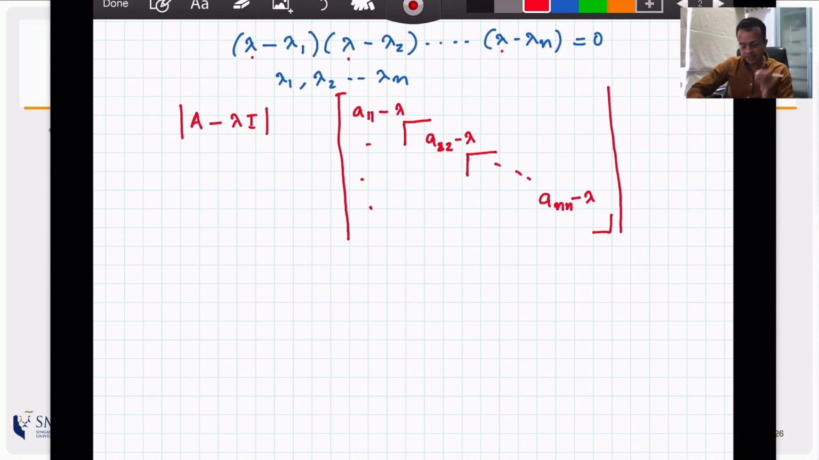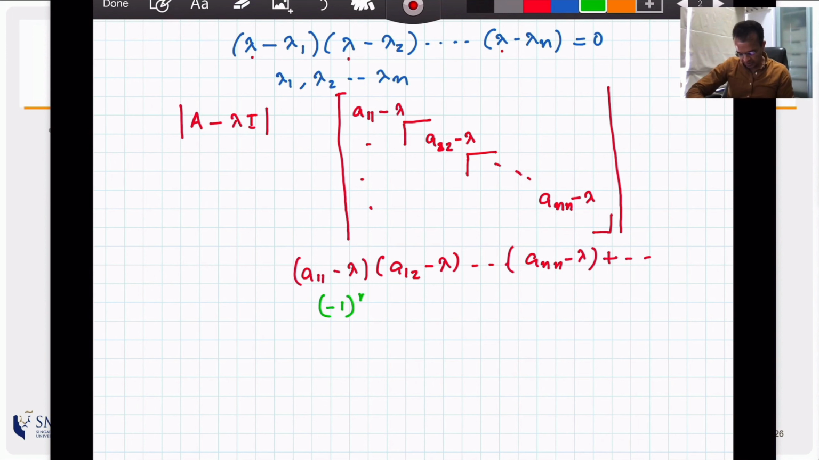If I multiply it out, there will be one term that basically reads a11 minus lambda, a22 minus lambda, all the way up to ann minus lambda, plus some other things after that. Okay, there will be other things after that. But from this, can you see what the coefficient of lambda to the power n will be? It is plus or minus 1. To be more precise, it's going to be minus 1 to the power n, depending on how many n's you have.